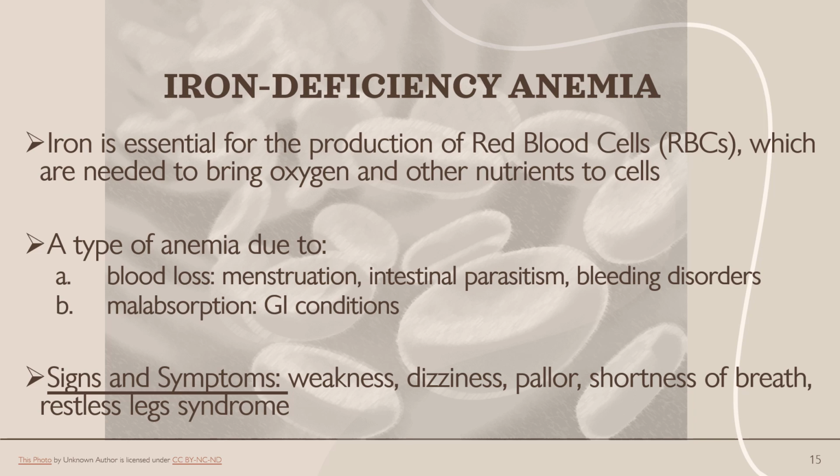Okay, and it may be due to acute blood loss. In women, this is more commonly because of menstrual processes. For some who have intestinal parasitism, for example, a hookworm infection, they may incur some blood loss, this one more chronic, to produce this particular type of anemia. Other bleeding disorders may also cause this iron deficiency anemia. And then more commonly, there's a malabsorptive process going on in certain GI conditions.